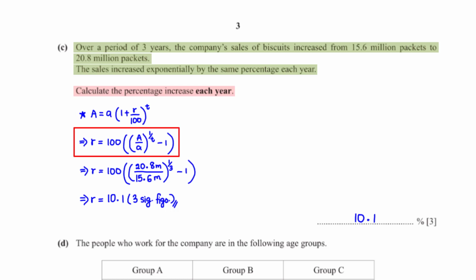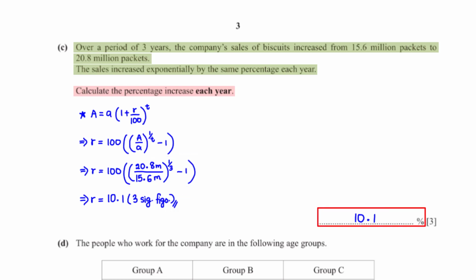Big A represents the final sales value, which is 20.8 million. Small a represents the initial sales value, which is 15.6 million. T is the time duration, which is 3 years. When we type this into the calculator, we get 10.1 rounded to 3 significant figures.